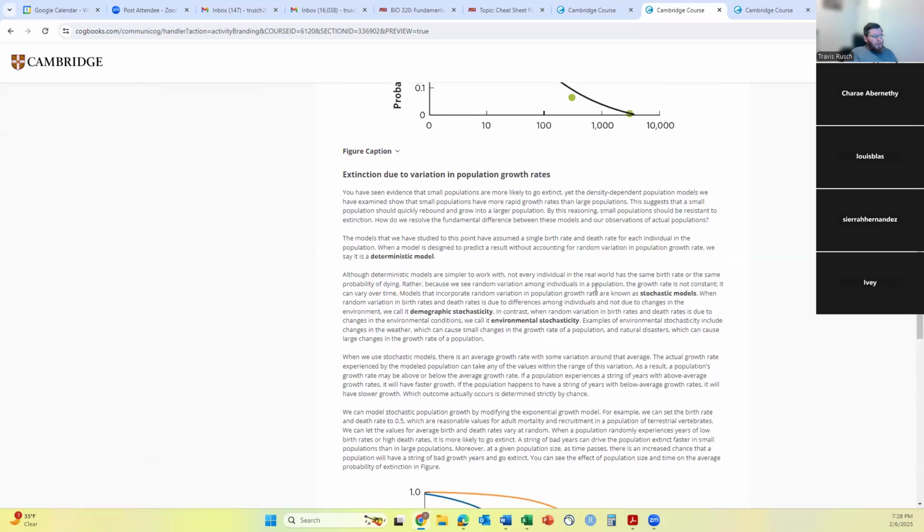And then it talks a little bit about a couple of different models, right? A stochastic model versus a deterministic model. A deterministic model is designed to predict a result without accounting for random variation, so it assumes a single birth rate and death rate for each individual in the population. The stochastic model, on the other hand, incorporates some random variation in population growth rates. As far as understanding them, being able to tell them apart or define each of them is about as deep as we need to go for those types of models. We're not going to have to do any math or any drawings for this type of model. They don't really get into that detail.